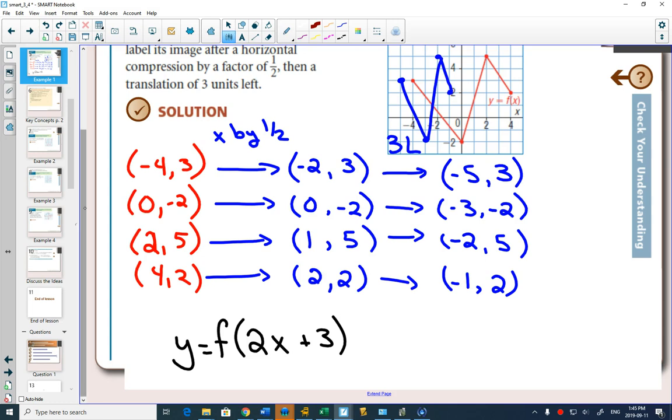Okay? Option 2, in purple. We have everything inside the function. We're multiplying x by half. So we put a 2. We need to go 3 to the left. So we write x plus 3, but this time we'll put that in brackets to keep the 2 and the x plus 3 separate.